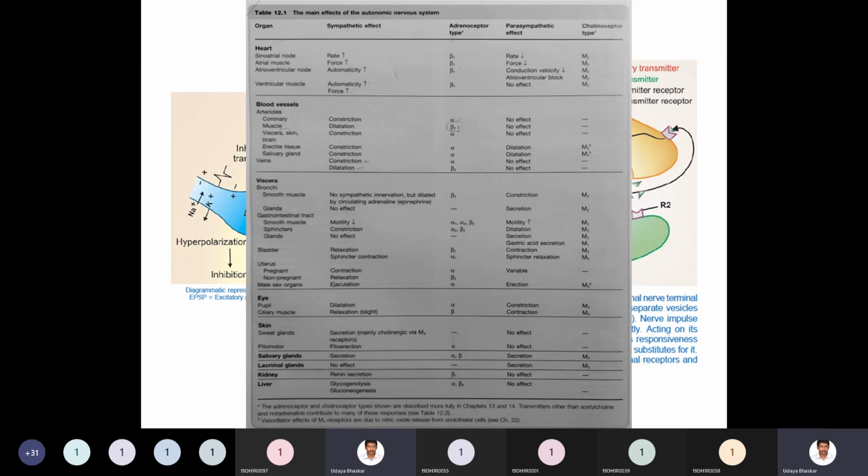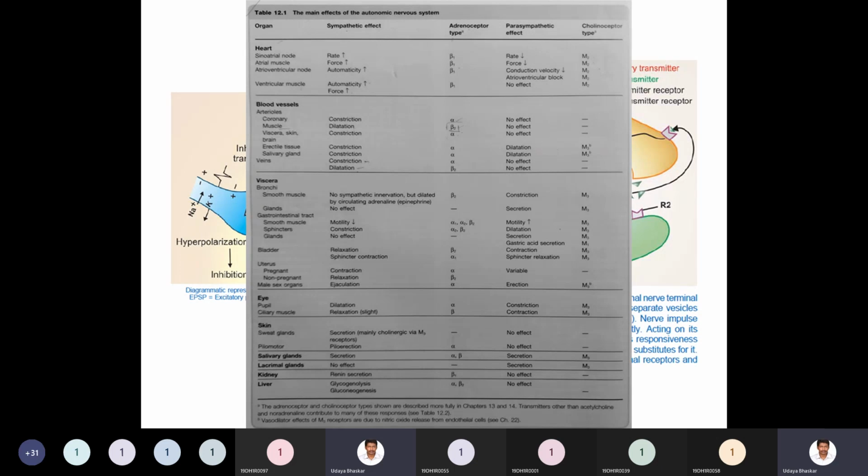So when the sympathetic nervous system is in action, it will release adrenaline, or any catecholamine, at beta 1. Due to that release of adrenaline at beta 1, the sinoatrial node will act more frequently, and that will increase the heart rate. Likewise, if the parasympathetic system is there, if acetylcholine is released at M2, that M2 present at the SA node will reduce the heart rate.